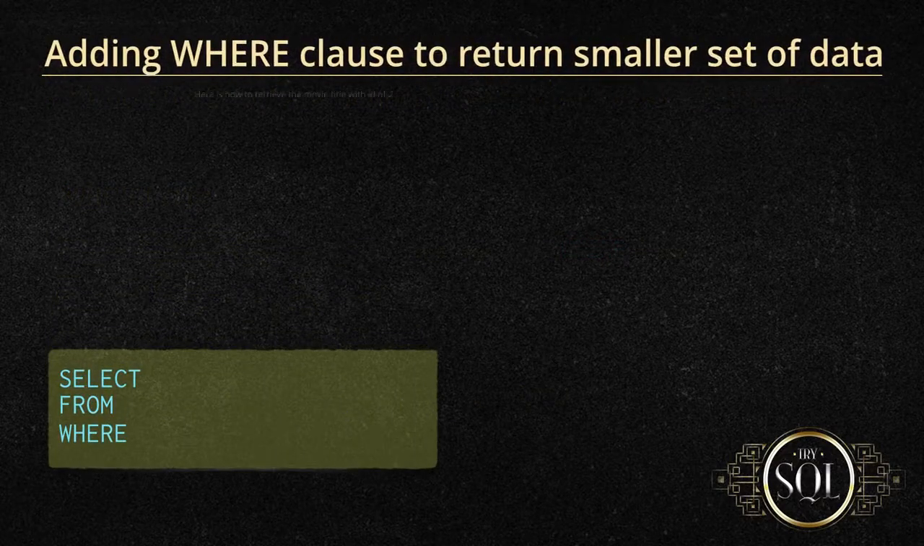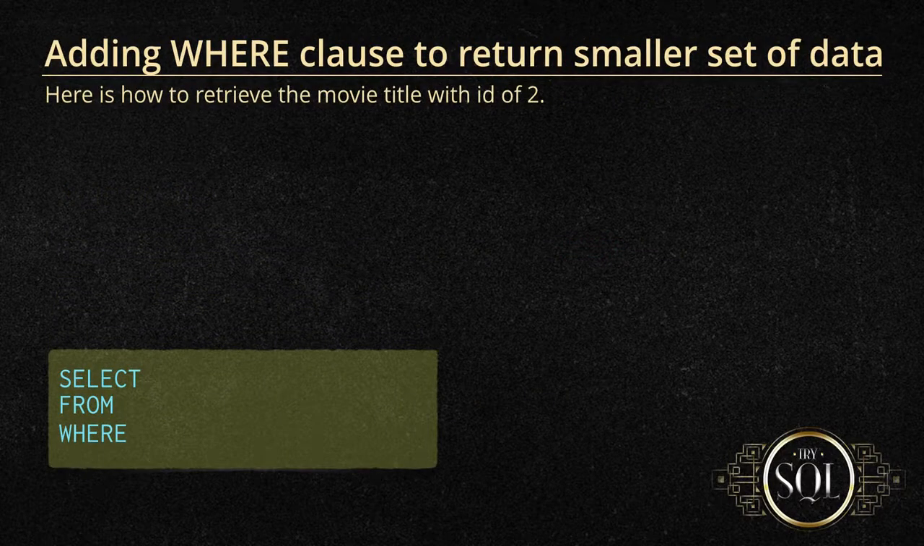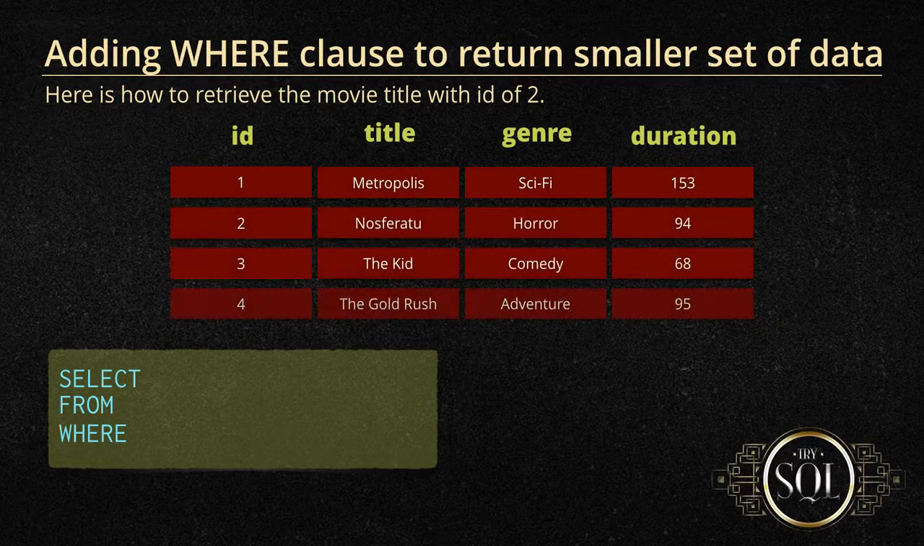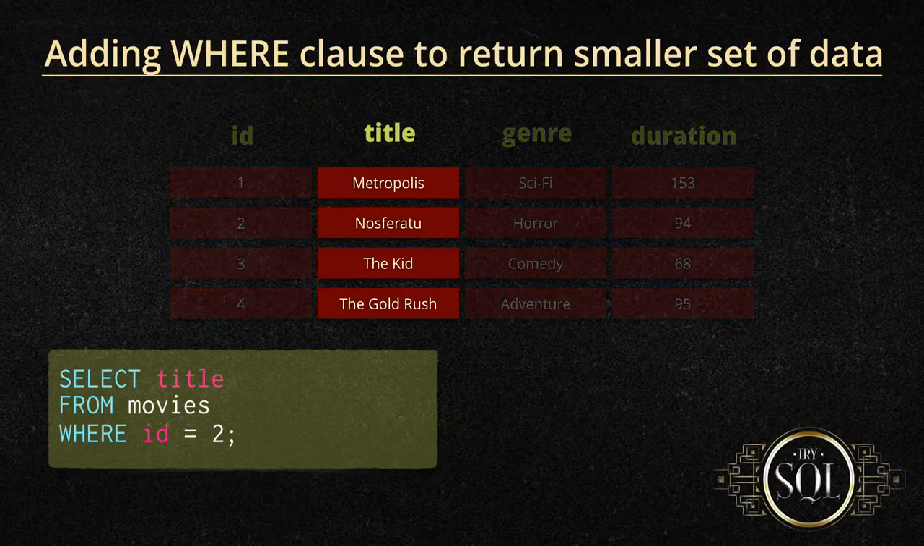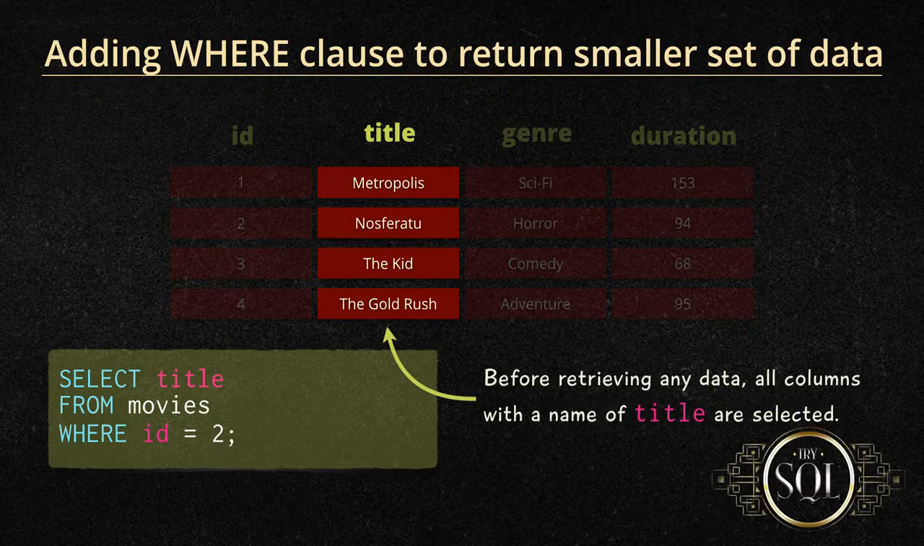In order to retrieve the title of a movie with an ID of 2, we would include a where ID equals 2 at the end of the select statement. This will allow us to return a more well-defined set of data, specifically all titles to all movies that happen to have an ID of 2. This bit of SQL will first select all columns named title from the table called movies.